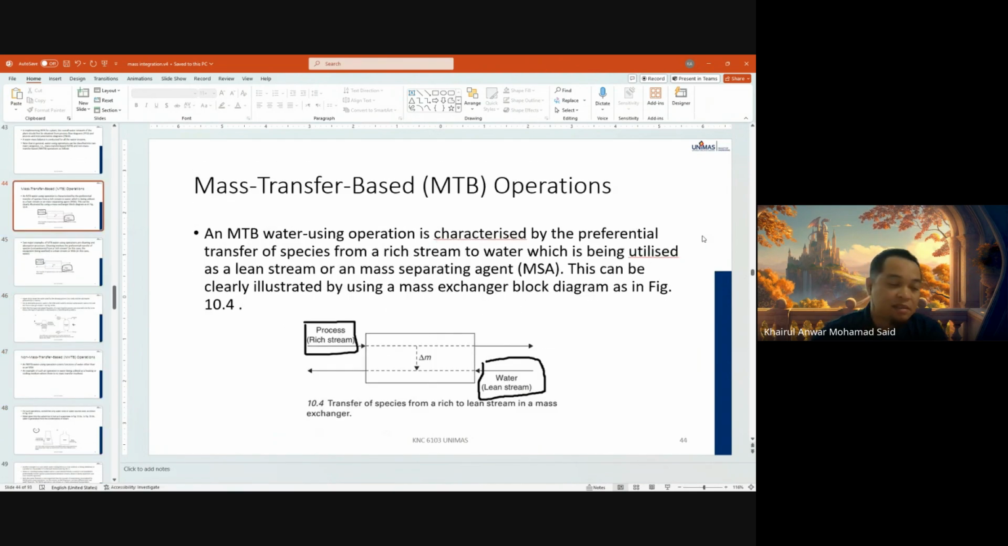So what is a mass transfer based approach? This operation uses water as a lean solvent. The water picks up contaminant, and this is governed by the purity constraint and the concentration guideline. This is mass transfer based. Mass transfer still occurs.